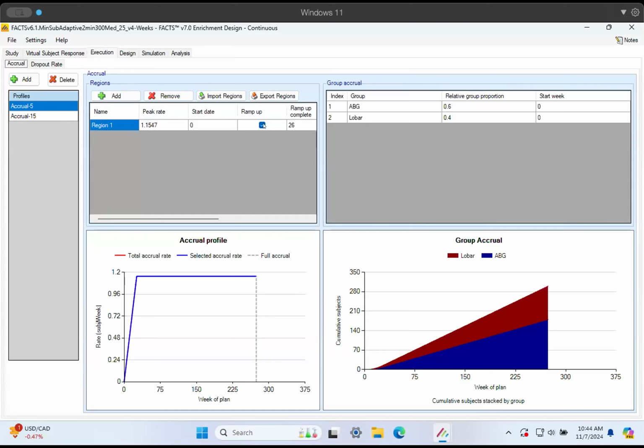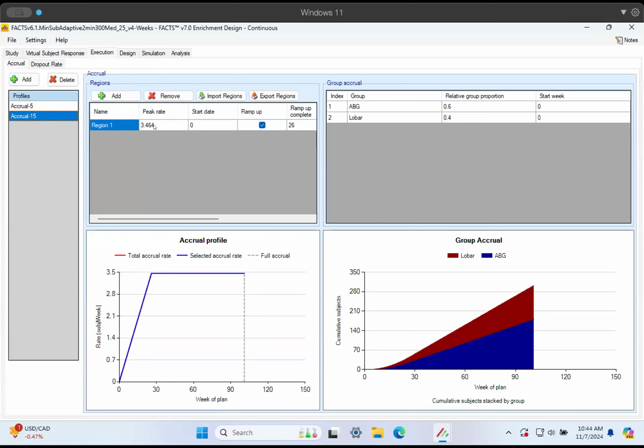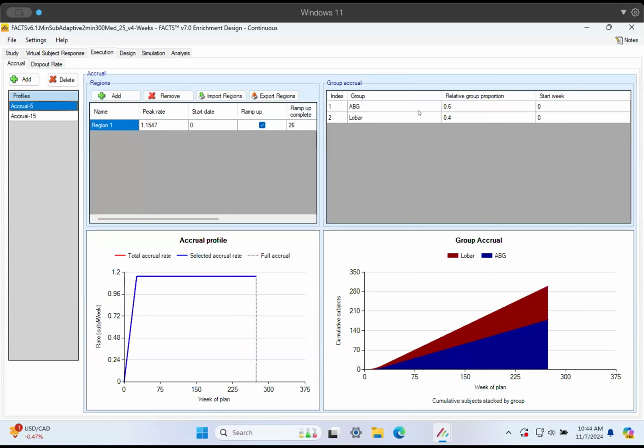We do want to assume a ramp-up period of 26 weeks. So I can flip this rate, this peak rate is going to be the week's equivalent of 15 patients per month. The other thing in this accrual tab is the group accrual. And so this is where you specify how prevalent you think each of your enrichment groups is going to be in your population. So we think the ABG group is going to be a little bit more prevalent than the lobar group. So we put a 0.6, 0.4 in here.